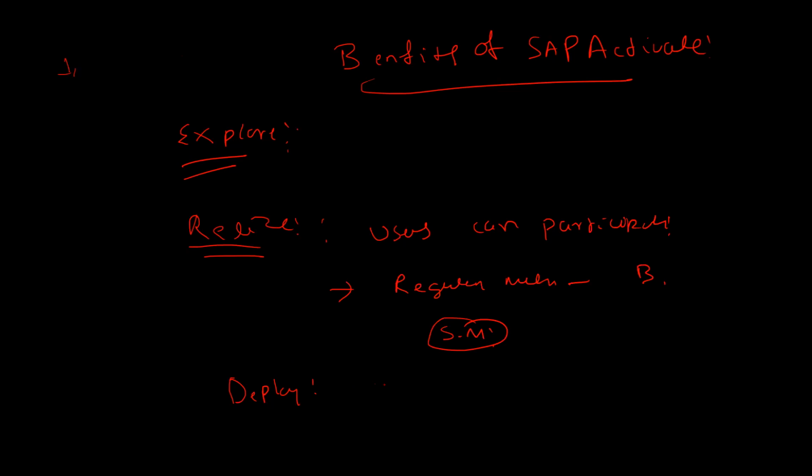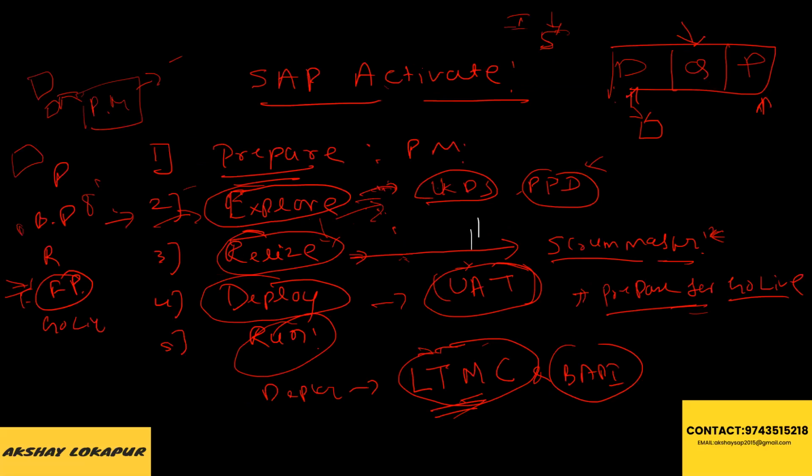Then here we have our predefined LTMC templates. LTMC is a tool to upload mass data, right? These templates we will get from standard SAP, and they will be used in migration, right? So this is not possible in our SAP methodology. Right, so this is how we'll implement the Activate methodology. This is the overview I told you.